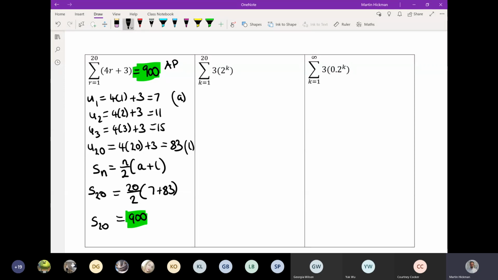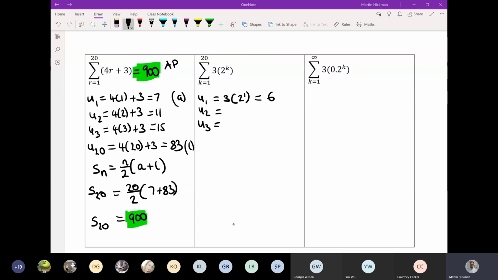So this next one, again, we've got k this time, so no difference between whether it's k or whether it's r. So we'll find the first 3 terms of the sequence. The first term, so do 3 times 2 to the power of 1, just subbing in k equals 1 there to find the first term, which is just going to be 6.